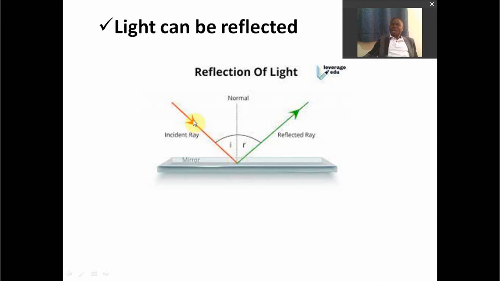Ray. I want you to get your torch and switch it on. You will be able to see the incident ray. That is the light that is coming from the torch. That light coming from the torch is what we are referring to as the incident what? Ray. Then once it hits a surface, take an example of a mirror, it is reflected. And there we get the reflected ray. So here we have the incident ray, and here we have the reflected ray. So that's why we are saying that light can be reflected.